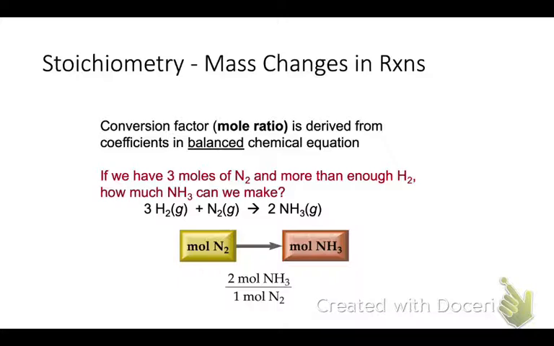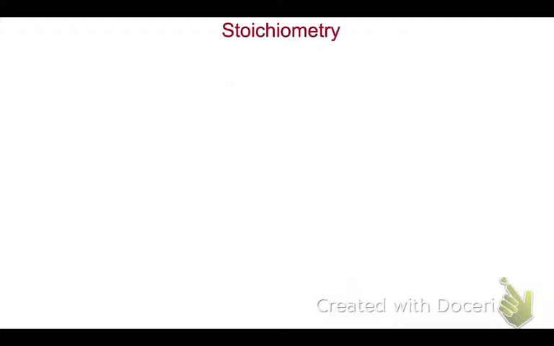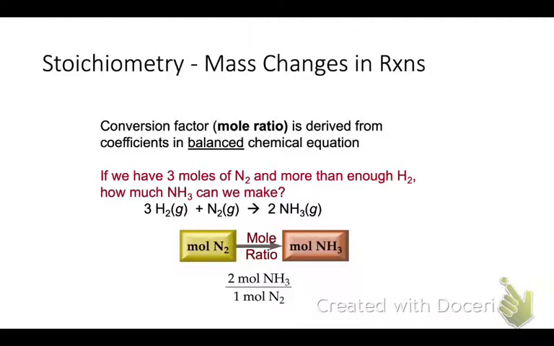This is where we have what we call a mole to mole ratio. We know from the balanced equation that 2 moles of ammonia form from 1 mole of nitrogen, right? We have this in our balanced equation. 2 moles of ammonia will form for every 1 mole of nitrogen. This is what we call the mole ratio. Let me go back for a second and add something to that. I can also say 1 mole of nitrogen is needed to form 2 moles of ammonia.